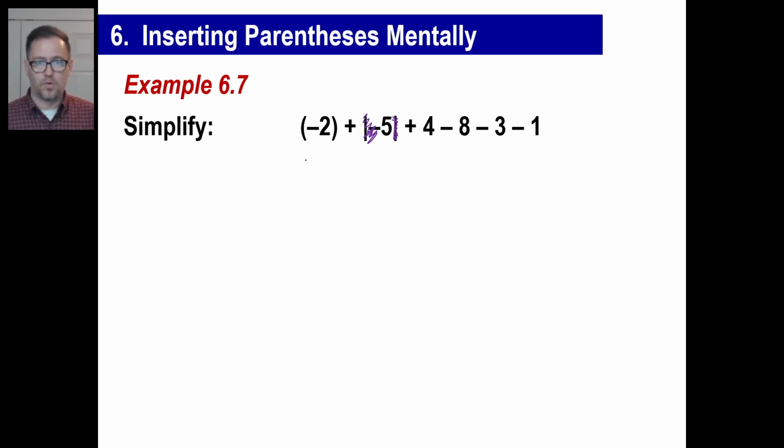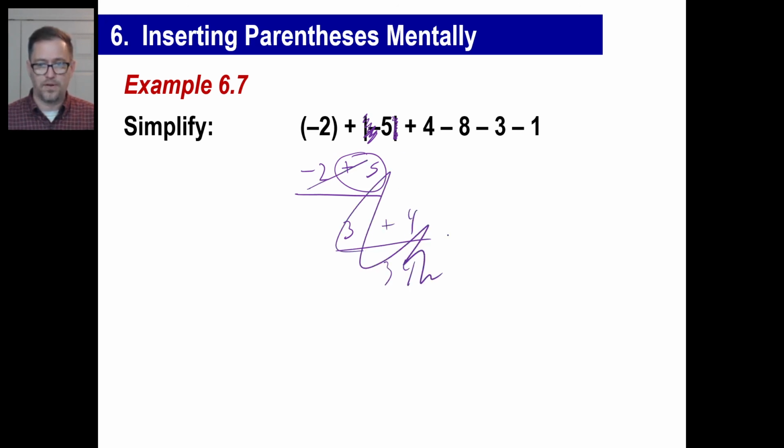Okay, so all we're doing right now is going negative 2 plus 5. Okay, different signs, right? We subtract the absolute values. 5 minus 2 is 3. This is farther away from 0. It's positive, so this will be as well. So 3 plus 4. We all know that is 34. No, it's not 34, it's 7.